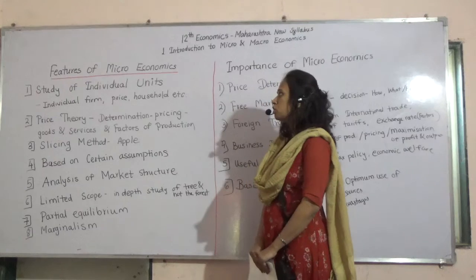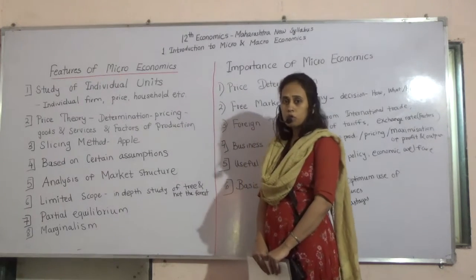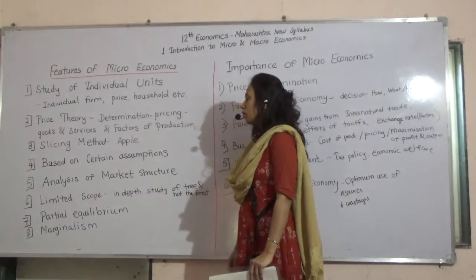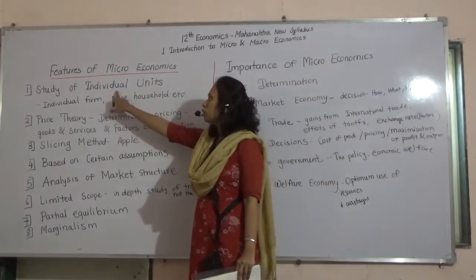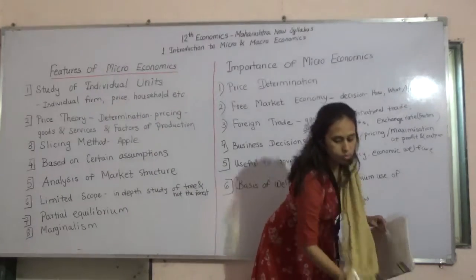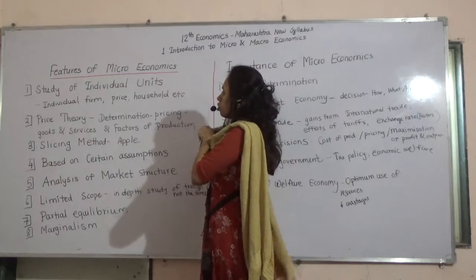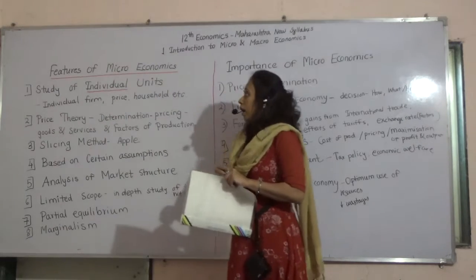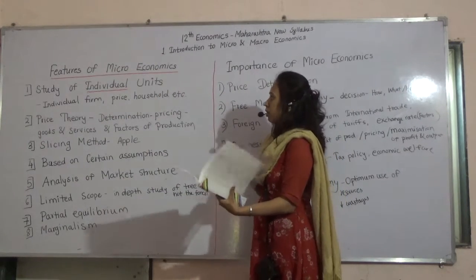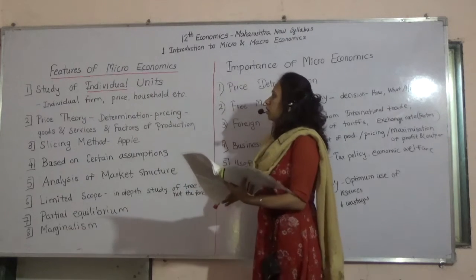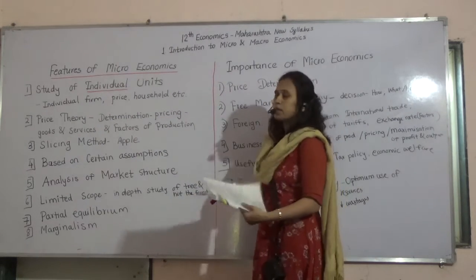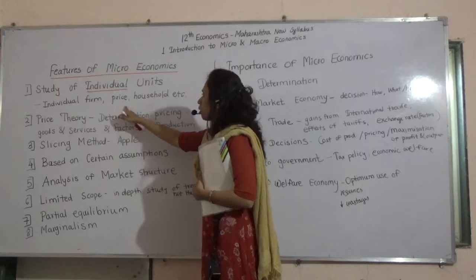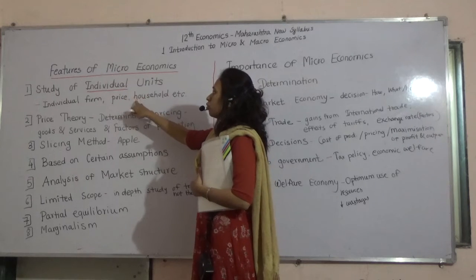Now let's start with the features of microeconomics. Let's see the first point: study of individual units. Remember one thing, individual is an important term in microeconomics. Individual units means our focus is on the individual part, and in macroeconomics we consider the aggregate part. Microeconomics considers the particular firm, particular household, individual firm, particular price. So it covers the study of individual units.